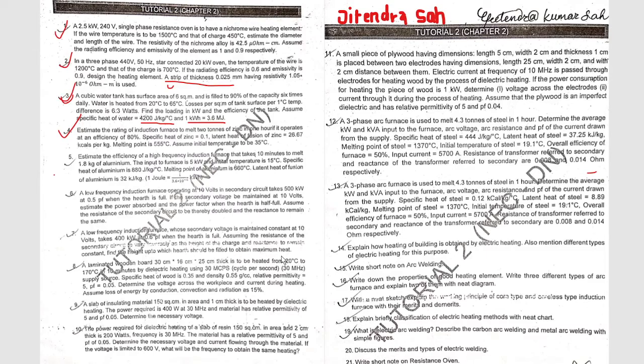Now in question number 5, you can see: estimate the efficiency of a high frequency induction furnace that takes 10 minutes to melt 1.8 kg of aluminum, and the input to the furnace is 5 kilowatt, and the initial temperature is 15 degrees Celsius. The specific heat of aluminum is 880 joule per kg per degree Celsius, the melting point of aluminum is 660 degree Celsius, the latent heat of fusion of aluminum is 32 kilojoule per kg, and 1 joule is equivalent to 1 upon 3.6 into 10 power 6 kilowatt hour.